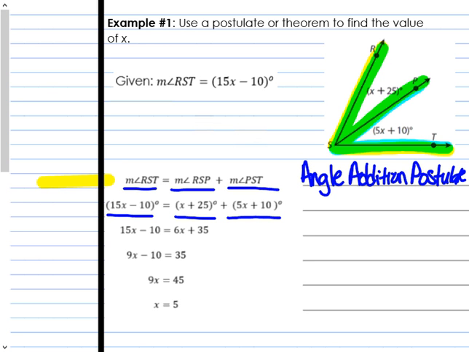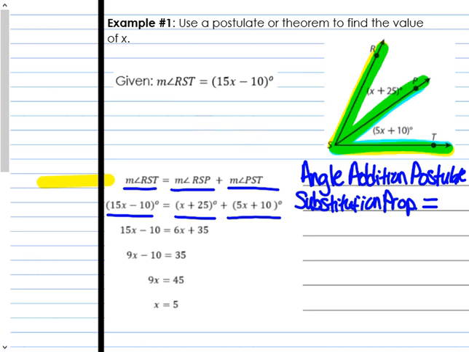Why are we allowed to do that? What property? Look back up at your properties. What property tells us we're allowed to do that? The property would be the substitution property of equality. Okay, I'm putting an equal sign for equality because I'm going to run out of room.